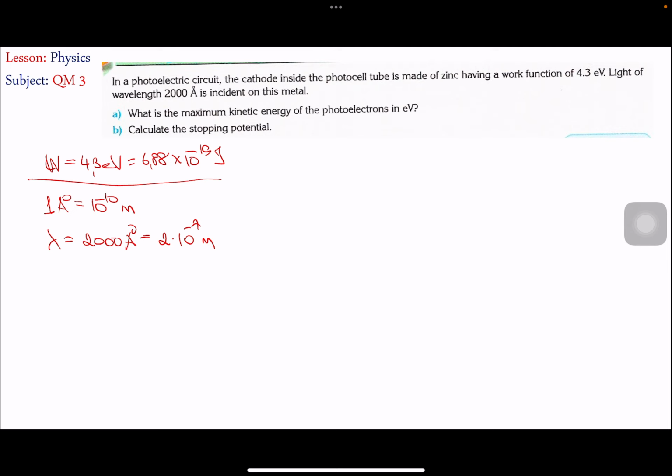First of all, we have to find the maximum kinetic energy of the photoelectrons in electron volts. What we have to do first is find the energy carried by a photon, that is hc over lambda, because I have to write the formula in terms of lambda. So that's 6.63 times 10 to the power of minus 34 multiplied by the speed of light, that is 3 times 10 to the power of 8, over lambda, that is 2 times 10 to the power of minus 7. Needless to calculate the power, because the power is assumed to be minus 19, I'll get.